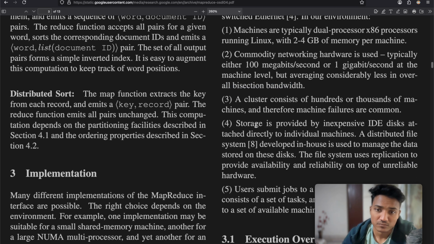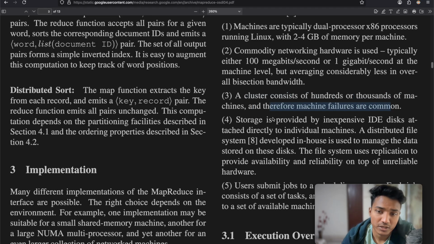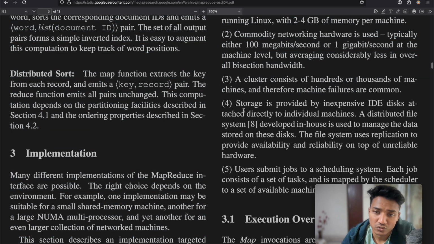A cluster consists of hundreds or thousands of machines, therefore machine failures are common. So that's something we have to take care of. Storage is provided by inexpensive IDE disks attached directly to individual machines. Integrated development environment, not sure, I need to check what IDE means here. A distributed file system developed in-house is used to manage the data stored on these disks. The file system uses replication to provide availability and reliability on top of unreliable hardware.